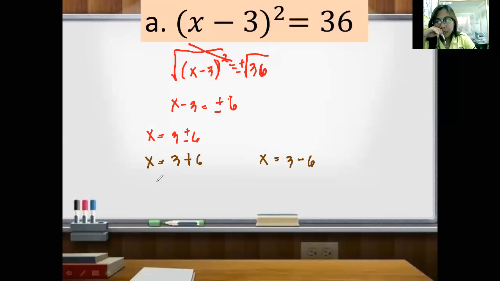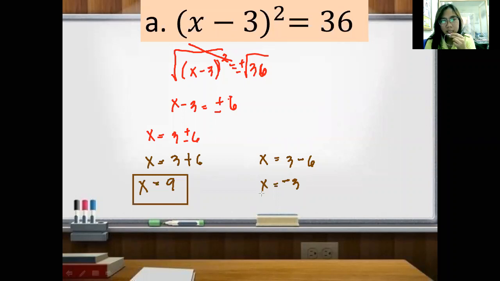Okay, so follow: 3 plus 6, x is equal to 3 plus 6 is equal to 9. Here, 3 minus 6 is equal to negative 3. Okay, very good. So the answer is x is equal to negative 3. So this is now the value of x or the roots of the equation, the square of x minus 3 is equal to 36. So this is the solution of the equation or the roots of the equation. So x is equal to 9 and x is equal to negative 3.